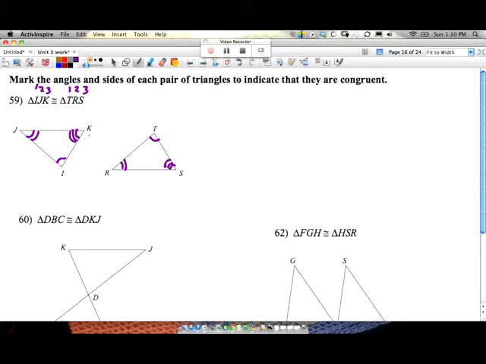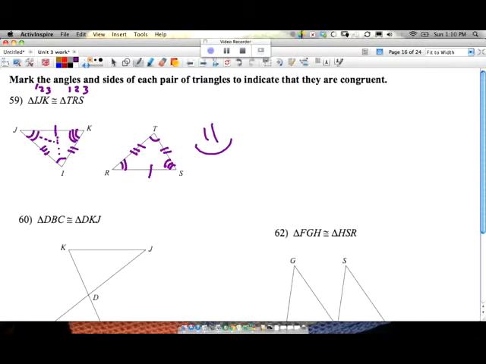Now to keep things simple, it doesn't have to be this way, but to keep things simple, I like to go across to get the marking that matches. So if I have a single arc here, I'm going to go across to JK and do a single tick mark. Similarly, the double arc, I'll do a double tick mark there. And then the triple tick mark will be across from the 3. 1, 2, 3. Why would I do it so structured like that? That makes doing the second one that much easier. Across from the 1, 1. Across from the double, 2. Across from the triple, 3. Boom. Done.